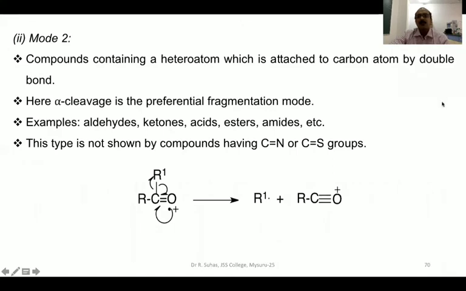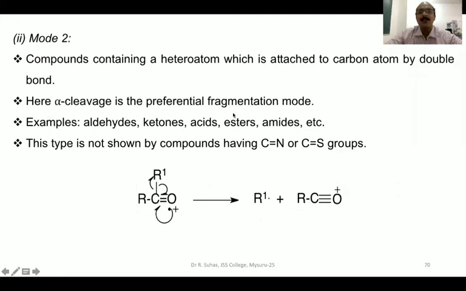What is mode 2 cleavage? Mode 1 and mode 2 are more or less different. In mode 1 we see that the heteroatom is connected to carbon by a single bond, whereas mode 2 is also alpha cleavage, no doubt, but here the heteroatom is connected to carbon by a double bond. So compounds containing a heteroatom attached to a carbon atom by a double bond show mode 2 cleavage.